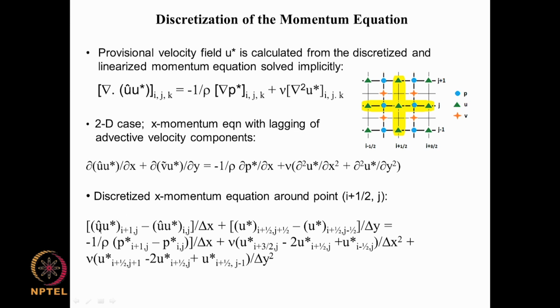You have u star, u tilde and u star at I plus 1 j, and I plus 1 j is this point here. Now, here we have a problem, because we do not know what the u value is at this point. So, we interpolate this value to be this plus this divided by 2. So, the average of u at I plus half and u at I plus 3 by 2 is taken to be this value u star here.